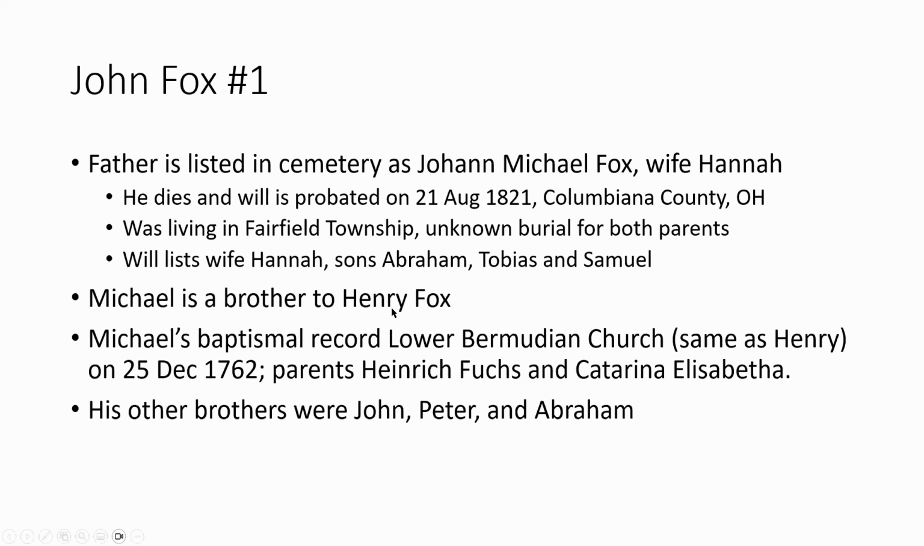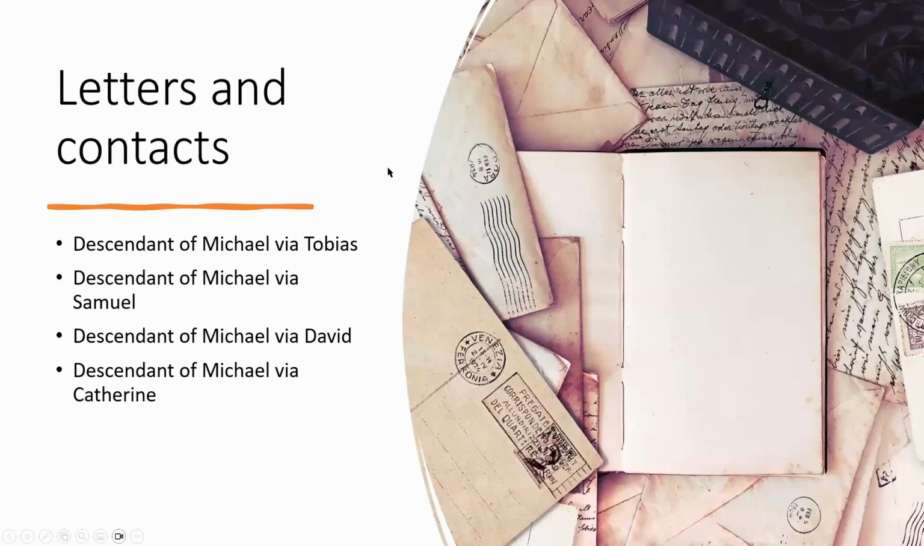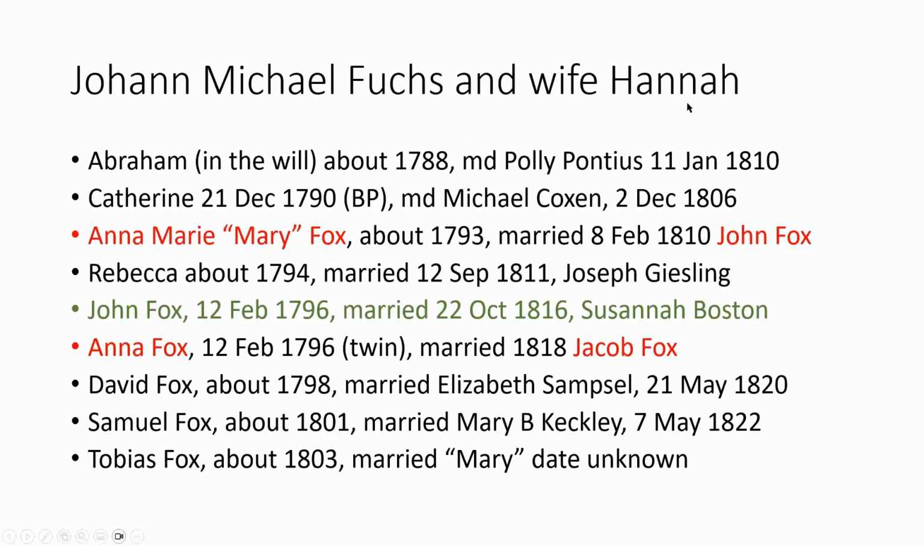Michael, we have since discovered, is a brother to Henry. But what really helped us was there were baptismal records for both Michael and Henry. And Michael and Henry also have 3 brothers, John, Peter, and Abraham. Well, that's not helping us with this John. But when we wrote to people, and I have letters, mother ended up finding a descendant of Michael through the son Tobias, one through Samuel, one through David, and one through Catherine. Each and every one of them sent back additional information to us about this family, such that we could figure out that Johann Michael Fuchs and his wife Hannah had 9 children.